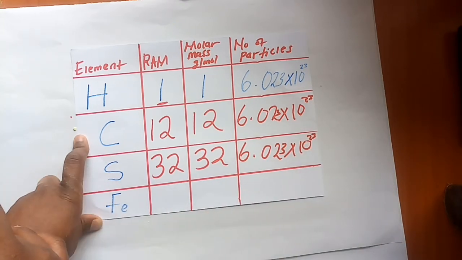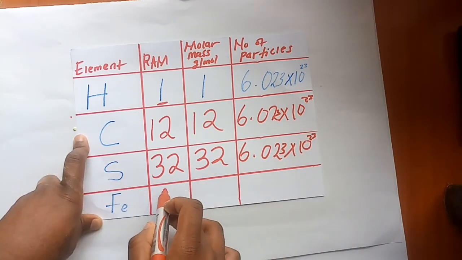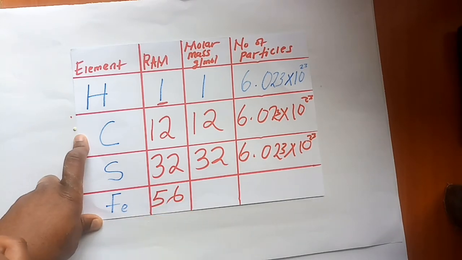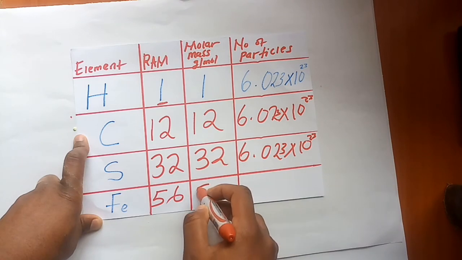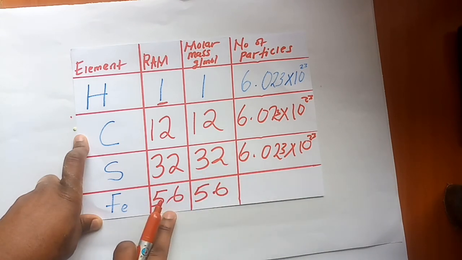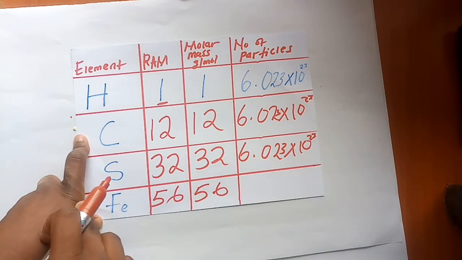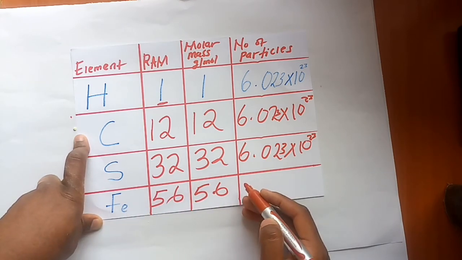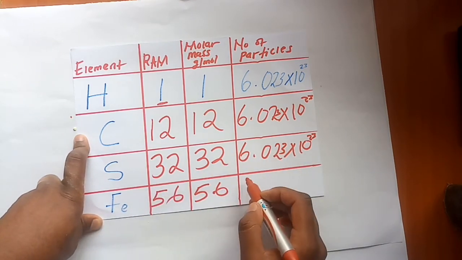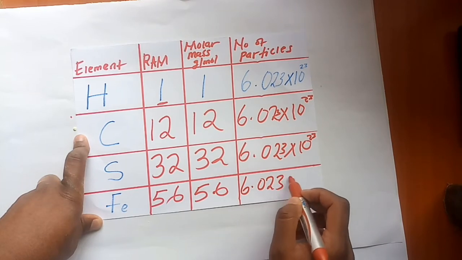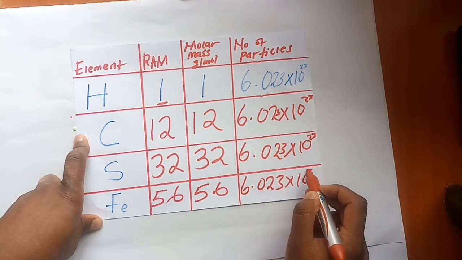Let us go to iron. The RAM of iron is 56. What is the molar mass of iron? I know that by now you know it is 56. The RAM gives you the mass of 1 mole. And what is the number of particles in 1 mole? 6.023 times 10 to the power 23.